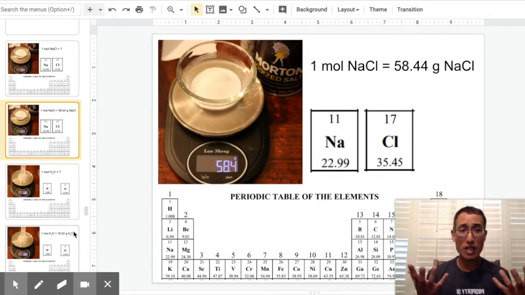So compounds you treat the same way as you do an element, except if I have compounds with 2 different things, now I have to add up the substances. And 1 Na and 1 Cl, we add those 2 things up and get the molar mass of sodium chloride.